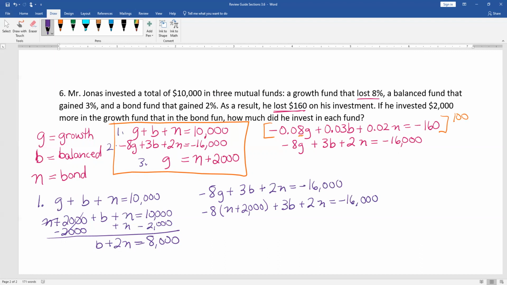All right, so when we do the math, -8 times n is -8n. -8 times 2,000 is -16,000. See another cancellation in our future. Okay, plus 3b plus 2n. Those stay the same, but I'm keeping them so I don't lose something. All right, so let's combine our n terms while also moving that 16,000 to the other side. Because I'm doing it across the equal sign, I've got to add it.